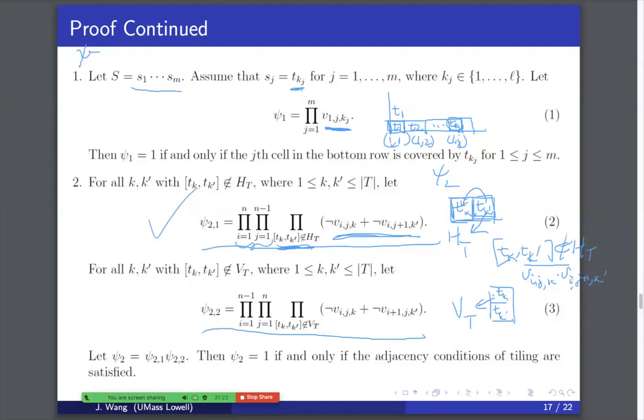Okay, so on top of it, if it's I, J, K, and then the one beneath below is I plus one, J, K prime. So then again, for all I and J. So that means if both of these are true, that means phi two is true if and only if the adjacency conditions of tiling are satisfied, or they are legal. Okay, the tiling is legal. So that's pretty straightforward for the second part.